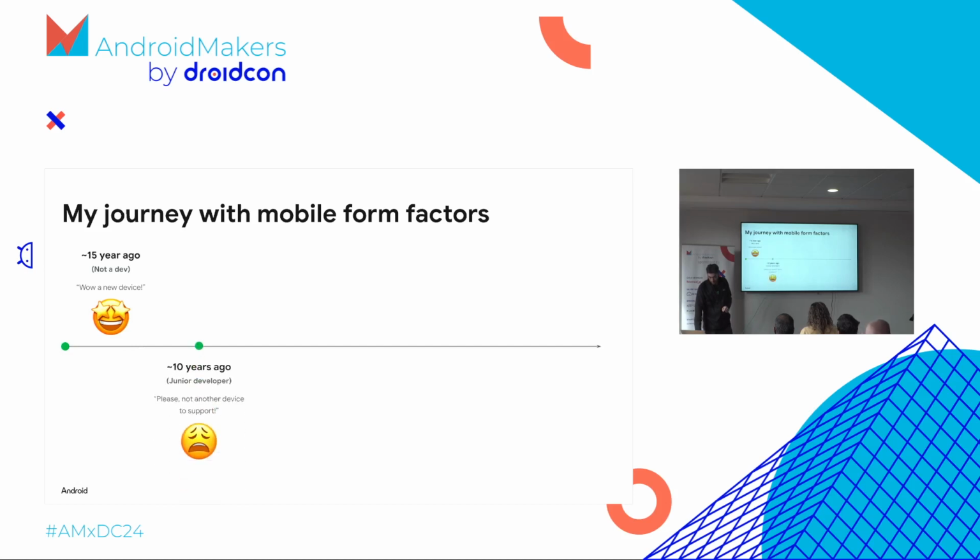Then, about 10 years ago, I started to work as a developer. And I realized that this diverse ecosystem is cool, but it also means fragmentation. And it also means a lot more work for developers to support all those different devices. And I started to have this attitude, being a little bit more, allow me the term, negative towards devices that were deviating from the standard aspect ratio.